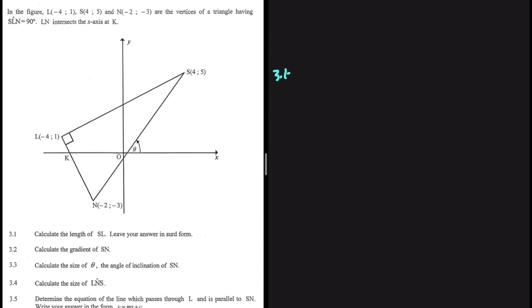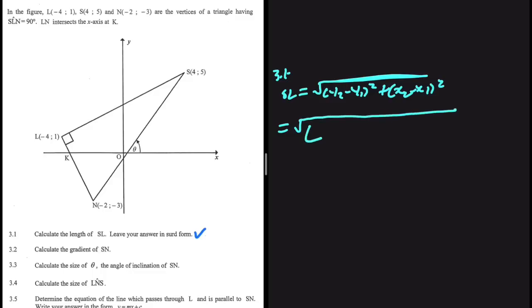Okay, let's chop it up real quick. So the first question, 3.1, we want to calculate the length of SL and leave our answer in surd form. Okay, let's go ahead and do that. So SL will be equal to the square root of y2 minus y1 squared plus x2 minus x1 squared. The basics, really, nothing complicated. I don't think we should be getting these kind of questions wrong.